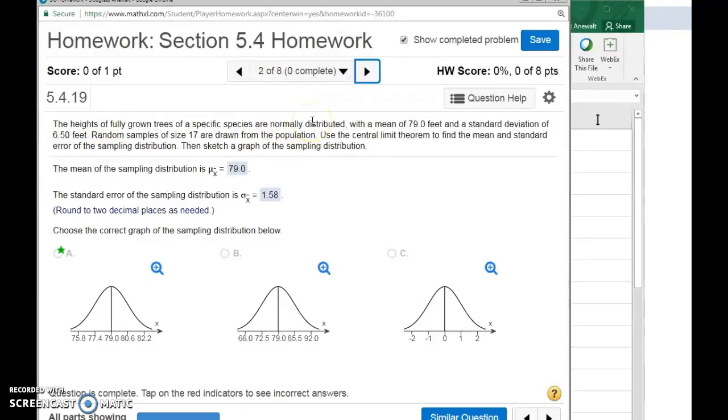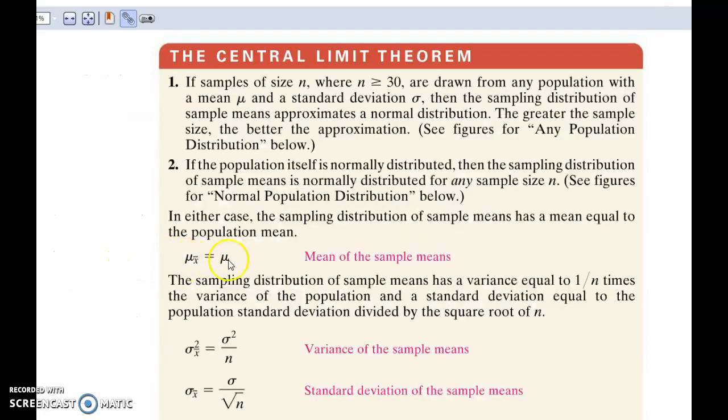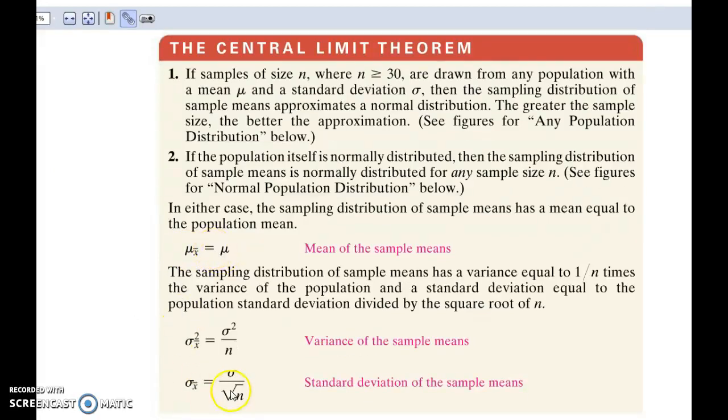So number 2 here, we have a population that is already normally distributed. So it doesn't matter what our sample size is, we can use the central limit theorem. Essentially, we're going to try to find the mean of the sampling distribution and also the standard error, or the standard deviation of the sampling distribution. So you're going to use what I just talked about here. The mean is going to be equal to the population mean, and based off your sample size, this is how you calculate the standard deviation of your sample means.